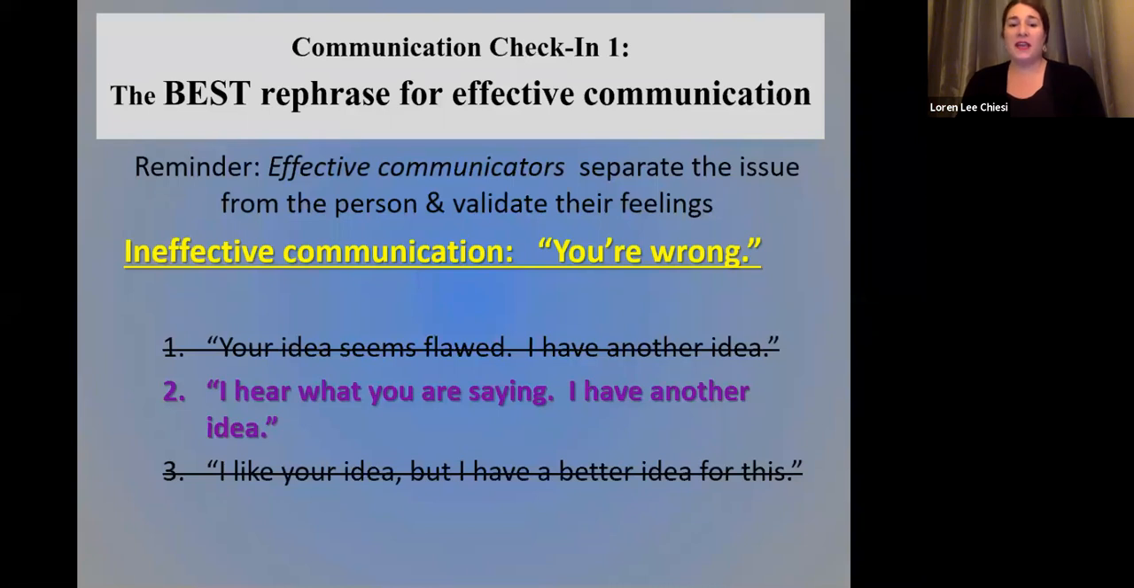I hear what you're saying. I have another idea. So you're validating what the person has said. You've mentioned, I've heard it. And you're also then just bringing in another topic. And you're very equal about that topic. Very neutral. I have another idea. Just another point to bring up.